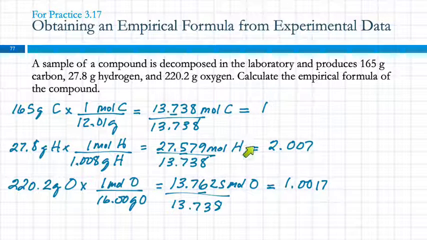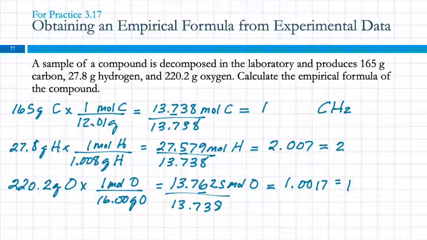This one's always a whole number. Is this close enough that I can round it? Yeah. Can I round this one? Yeah. So this becomes 2, and this becomes 1, and those are the subscripts in my empirical formula. They gave me the elements in order: carbon, hydrogen, oxygen. Just keep them in the same order. Carbon, 1, but I don't write a 1. Hydrogen, 2. Oxygen, 1, but I don't write 1. So there's my empirical formula. Any questions?